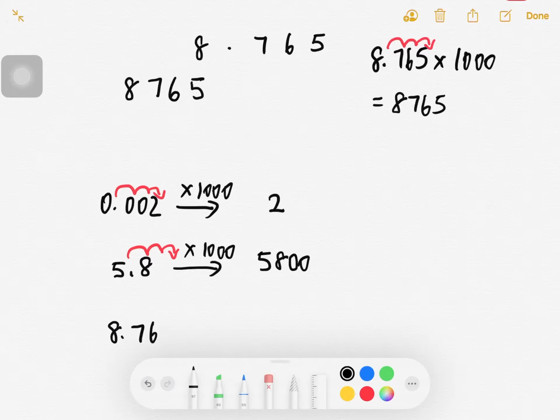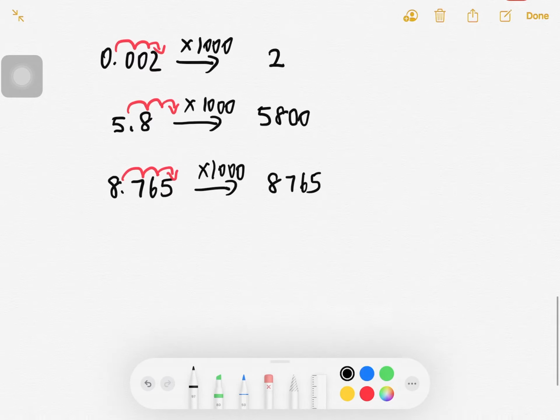And the last one was the example that I showed on the place value chart. So 8.765, I multiply by 1,000. I shift the decimal point 3 place values to the right. I get 8,765.